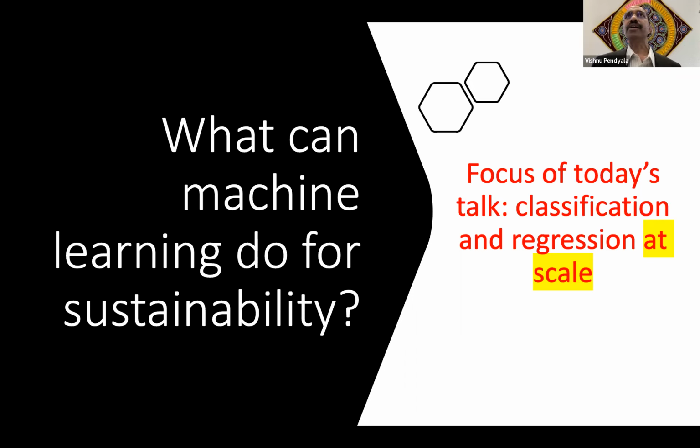And at scale, all of us can classify, say, 1 image, 2 images, 10 images, 20 images. But if it is 1 million images, we need tools like machine learning. So classification and regression at scale is the real contribution of machine learning to sustainability. So the major thing is machine learning helps reduce uncertainty. And of course, we need data to power the machine learning algorithms, right?